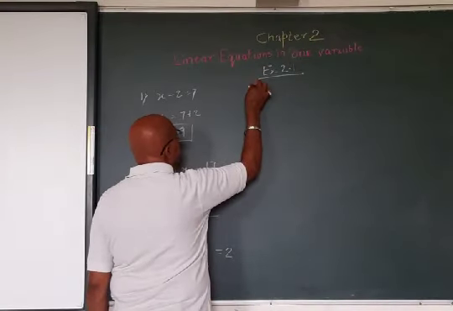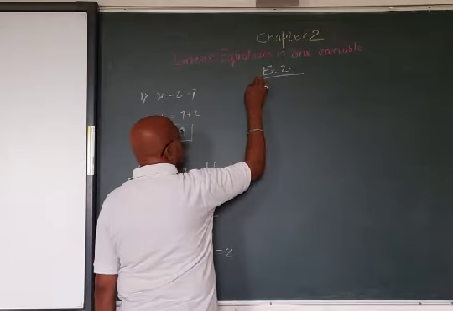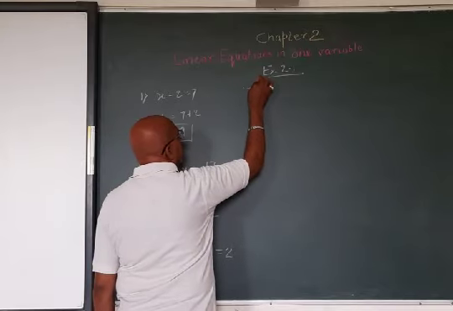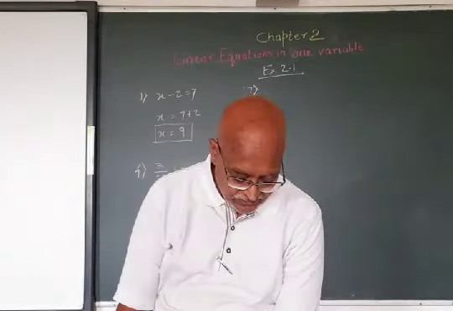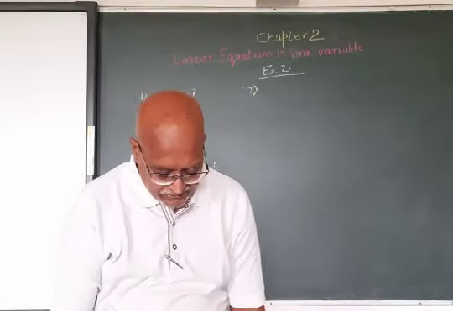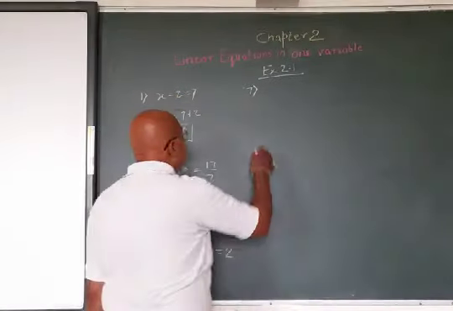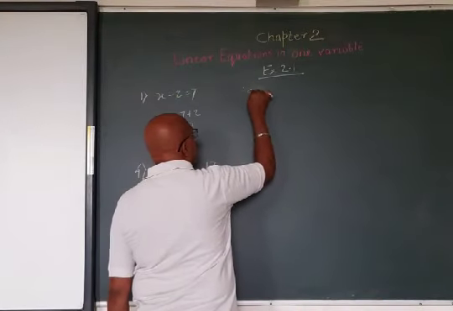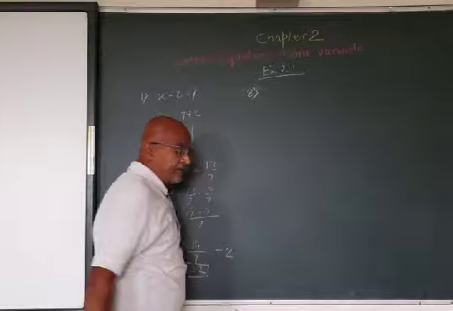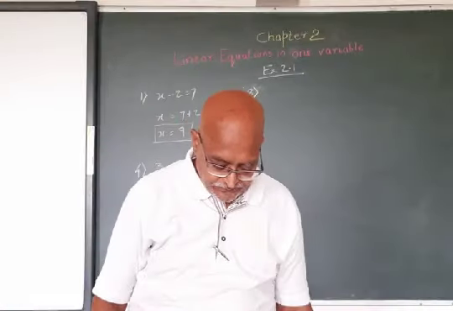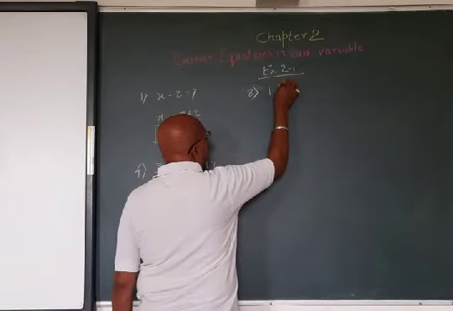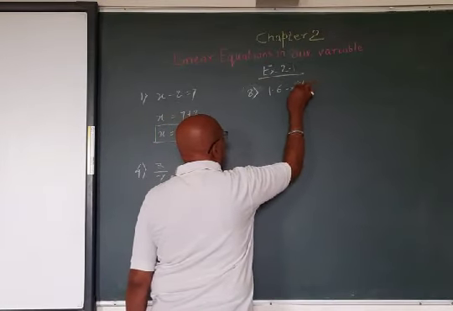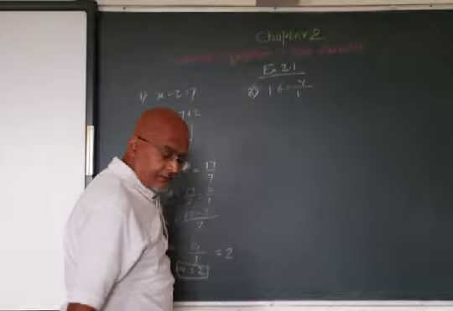Next one is, say, the 7th one. Or pardon, I will take the 8th one. It is in decimal. It will help you see how, if it comes in decimal, it can be solved. So 1.6 equal to y upon 1.5.